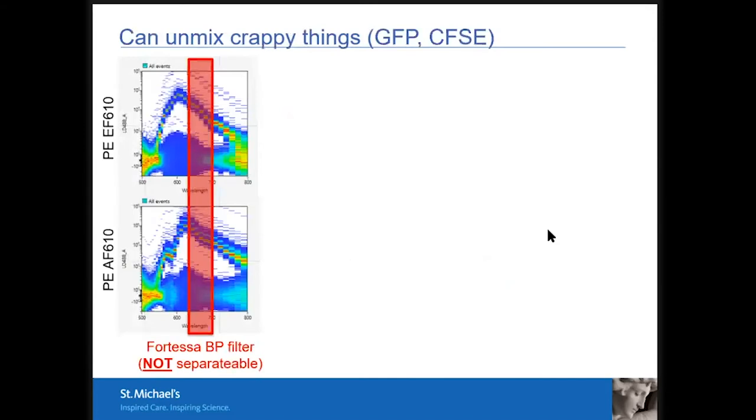And it also means that you can have things that are horribly overlapped that you would not otherwise be able to unmix. So this is a fluorescence emission for ExaFluor 610 and eFluor 610. And you can see in red the window that we would collect on a traditional flow cytometer is almost exactly the same. There is no way you are unmixing those things or compensating those things on a traditional flow cytometer.